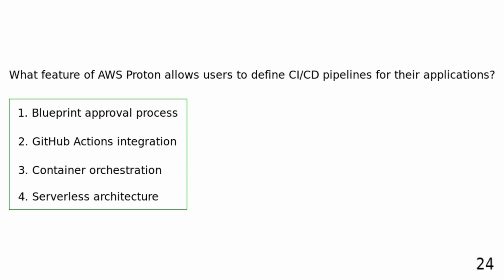What feature of AWS Proton allows users to define CI/CD pipelines for their applications? Blueprint approval process. GitHub Actions integration. Container orchestration. Serverless architecture.